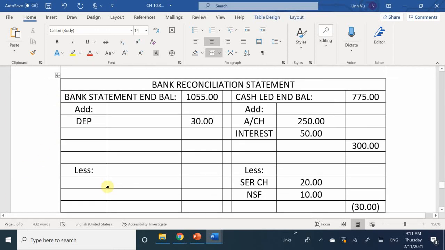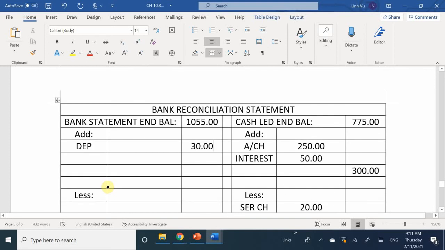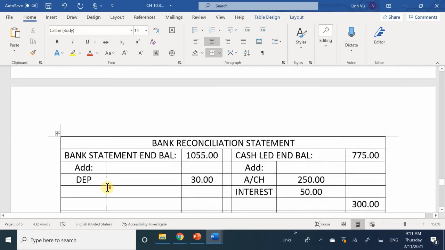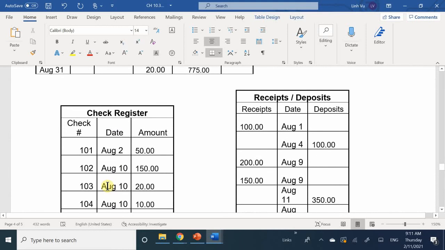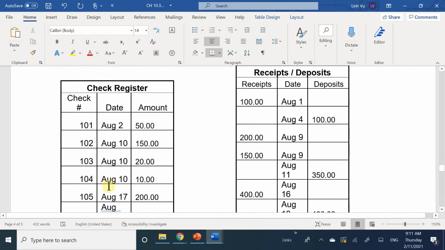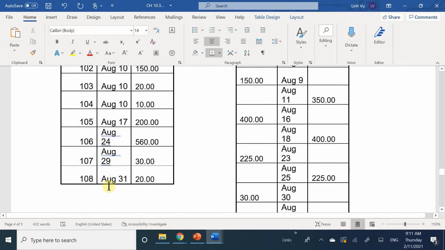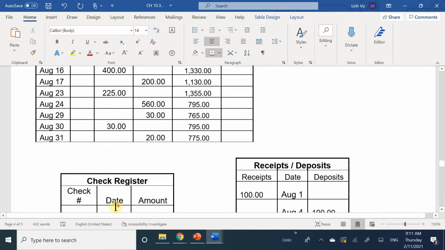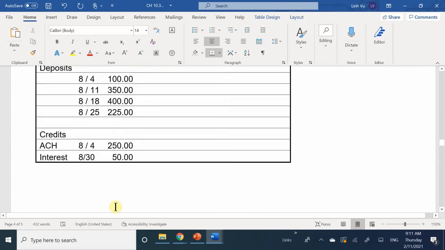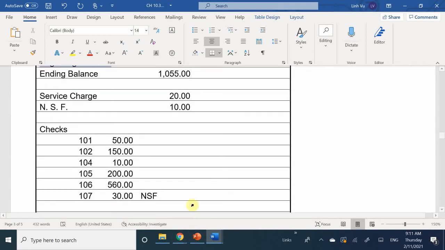So then what do I need to subtract from my bank reconciliation or from a bank? Outstanding checks. So here, let's look at my check register. I have check number 101, 102, 103, 104, 105, 106, 107, and 108. Let's go ahead and take a look at my checks here. Which one actually cleared? 101, 102, 104, 105, 106. 107 also cleared. It's 107.